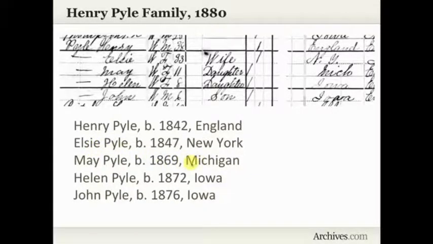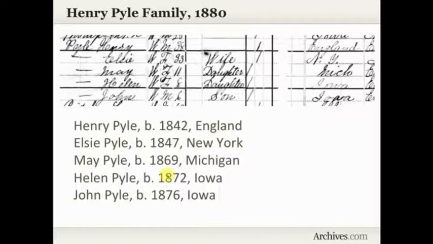Well, take a look at that oldest daughter, who was born in 1869 in Michigan. Could Henry and Elsie have been living in Michigan when they got married? And we can also pinpoint more when they're making their moves across the country. We know from the census that they're in Iowa by 1880. We have them in Iowa by 1872. They were in Michigan in 1869. So we have this family moving from Michigan to Iowa sometime between about 1869 and 1872.